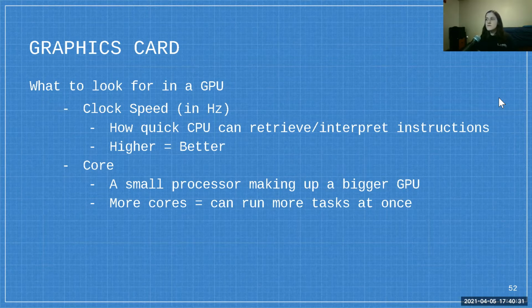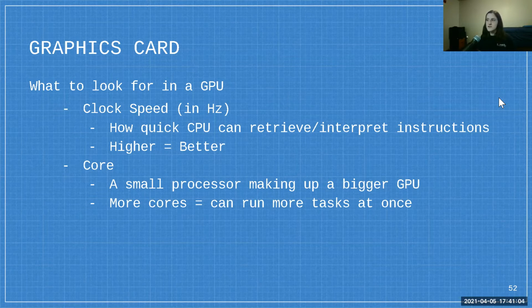And so what do we want to look for when we're buying a graphics card? A graphics card has a graphics processing unit, and what we want to look for in this is clock speed. You'll see this measured in hertz, and this is how quickly the processing unit can retrieve and interpret instructions. Higher is going to be better because hertz is the inverse of a second, a unit of time. So if it's higher, you're going to be able to process more instructions.